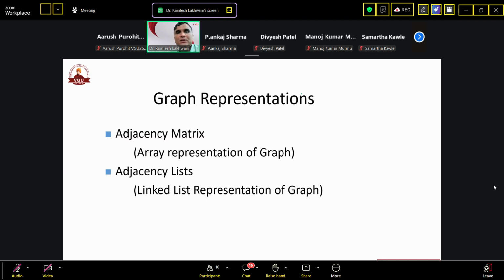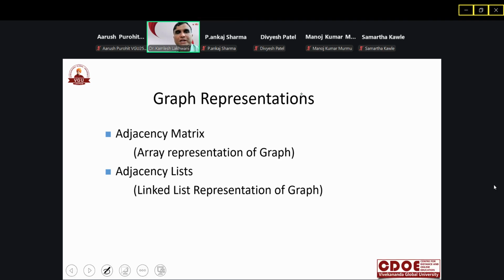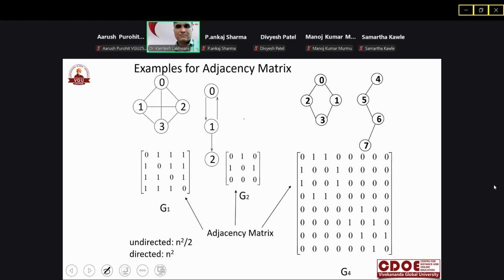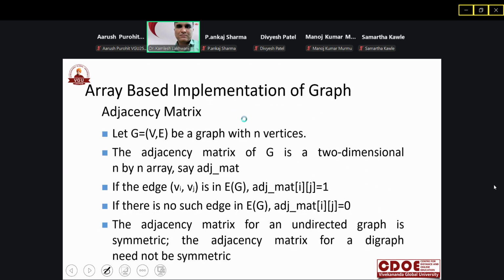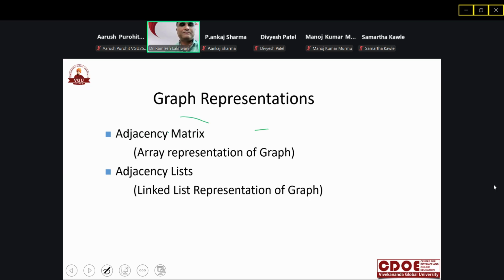Okay. Graph representation. The graph can be represented in the memory in two different ways. The first one is using the adjacency matrix, and the second one is the adjacency list. The matrix can be implemented using a 2D array, and the list can be implemented using a linked list. Arrays and linked lists we have already learned in the previous chapters.